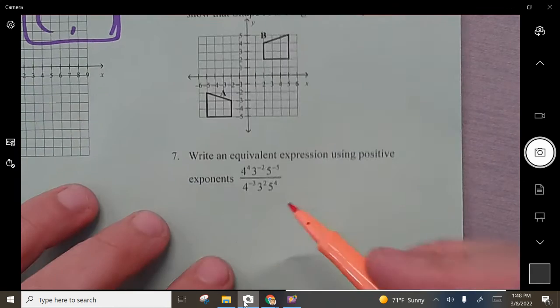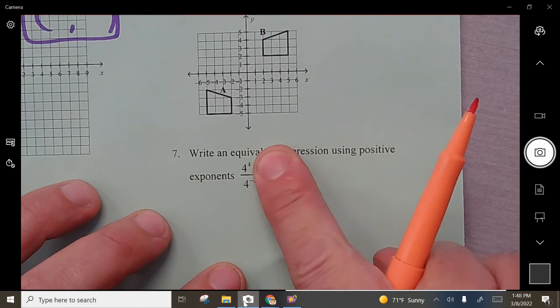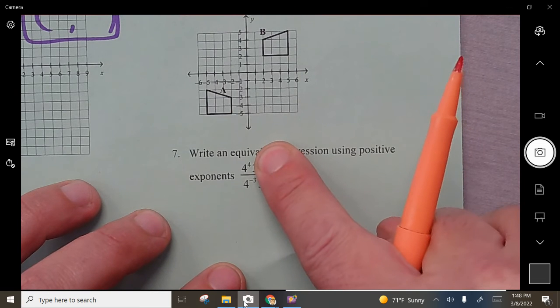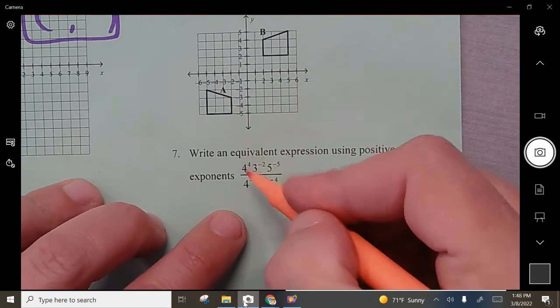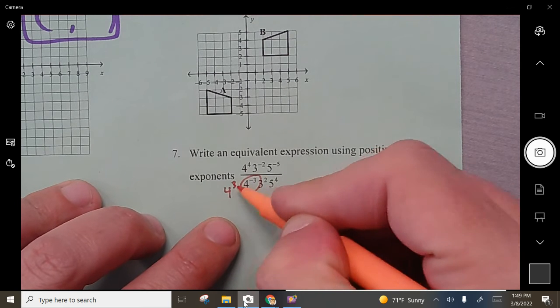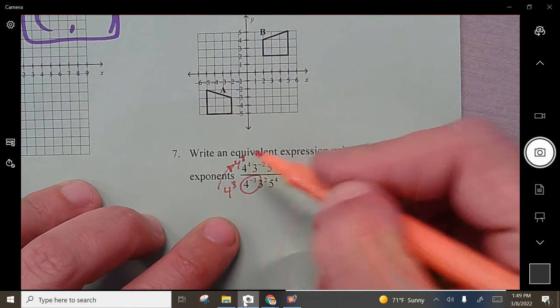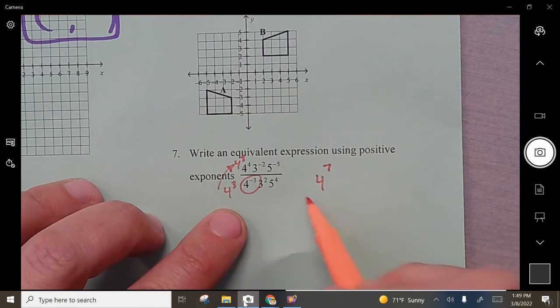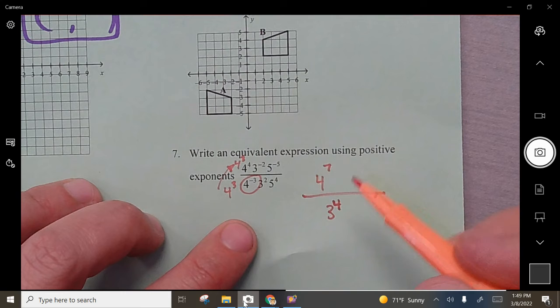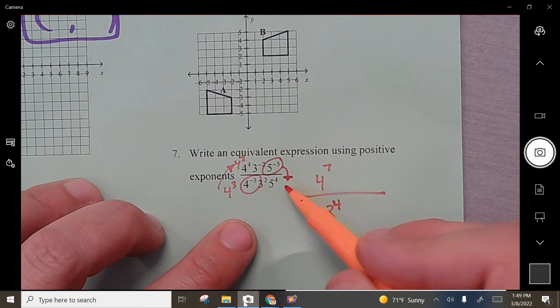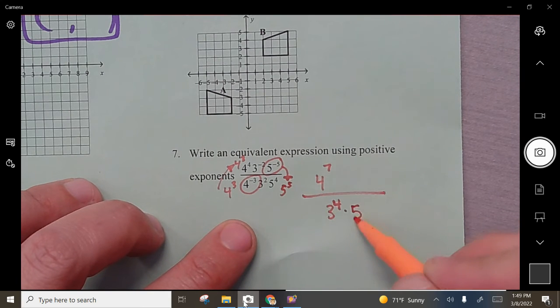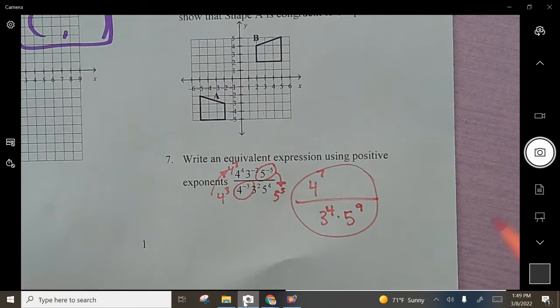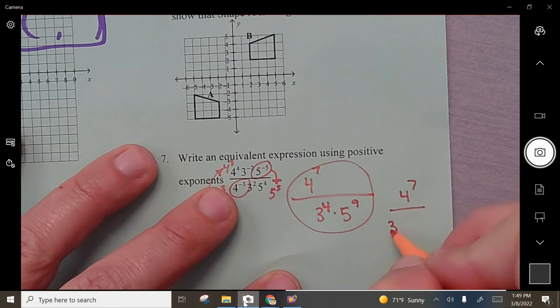All right, number 7, if we were just to attack the 4s, can you see the 4s? Just attack the 4s. That -3 can't stay negative. It's got to turn positive and go up. All right, so how many 4s on the top now? 7. Why? Because that 3 added to the 4. The 3 -2 is going to come down, be 3, 4. And the 5 -5 is going to come down too and add and become 5 to the 9th. All right. To write it cleaner, you could write it like this. So it's centered a little bit more.